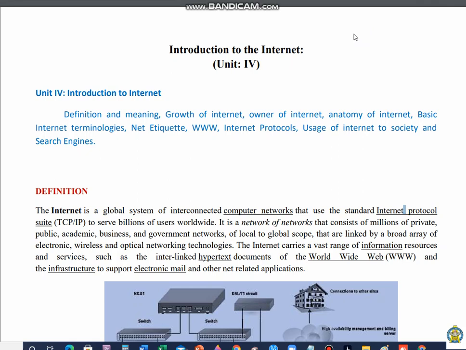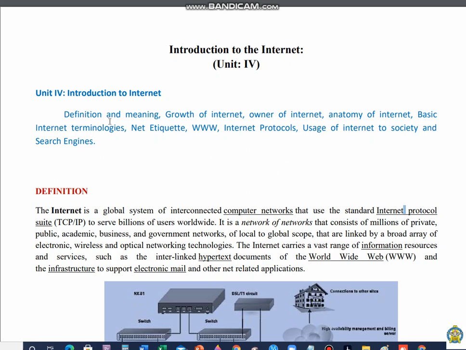Okay, dear friends, we are into the next unit, that is unit 4 in your syllabus, or the second unit that I do. This is a very simple unit, what we are all used to. It speaks about introduction to the internet. So, what is the internet? Terminology, anatomy, some terms, protocols, usage, applications, etc.